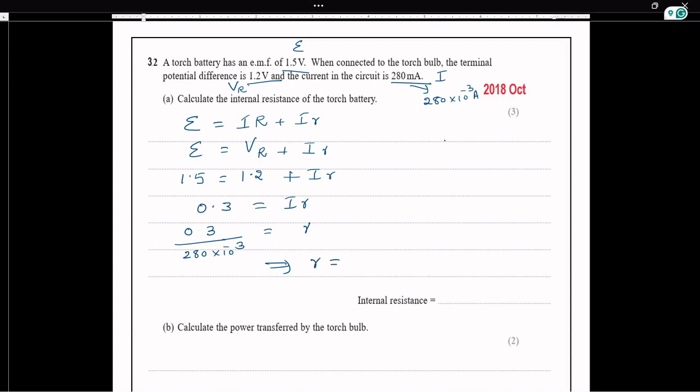So r is 1.07 ohms. This is the internal resistance.